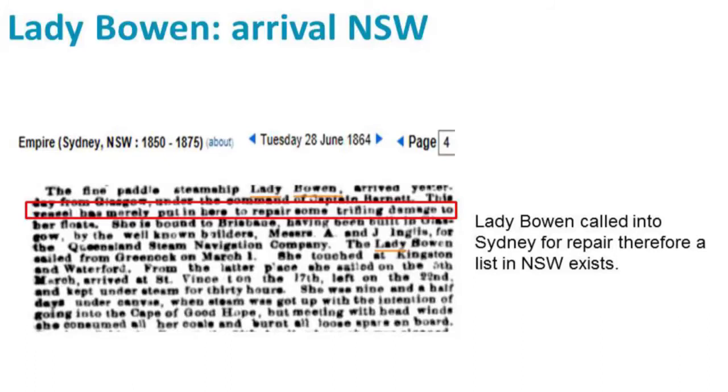So where do we go from there? Well, through Trove, you can find that the Lady Bowen actually called into Sydney for repair. Therefore, because Sydney lists have ships entering, so any ships, coastal or not, entering Sydney, there's going to be a list. So we can check the New South Wales lists for a passenger list, because we know that they pulled in to have some repairs done to some trifling damage.